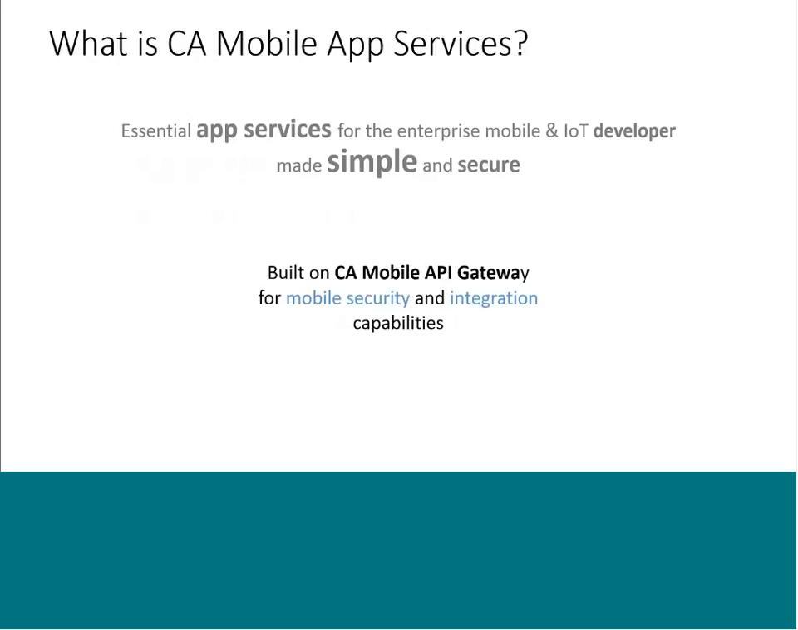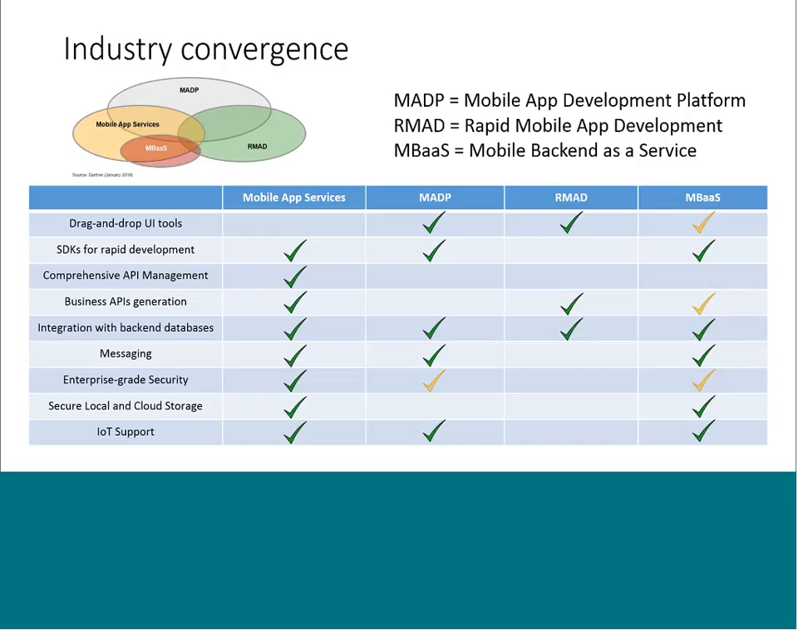So CA Mobile App Services is essentially a set of app services. Think about it as open SDKs and APIs that are built to help you with enterprise mobile and IoT app development, making it much more simple and secure. It is built on top of the CA Mobile API Gateway, which means not only are you able to leverage the SDKs from mobile app services for building all these backend functions, but you can also leverage the SDKs of the mobile API Gateway for mobile security and integration capabilities as well.